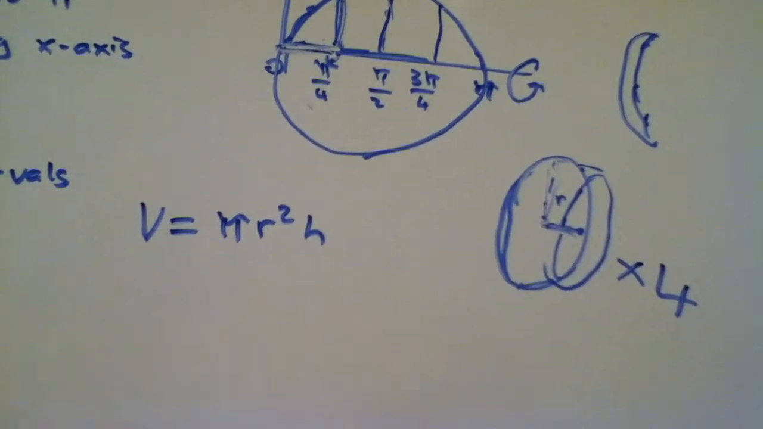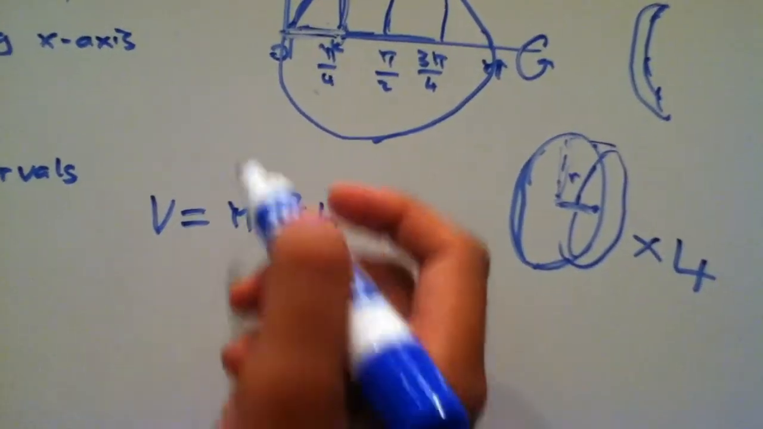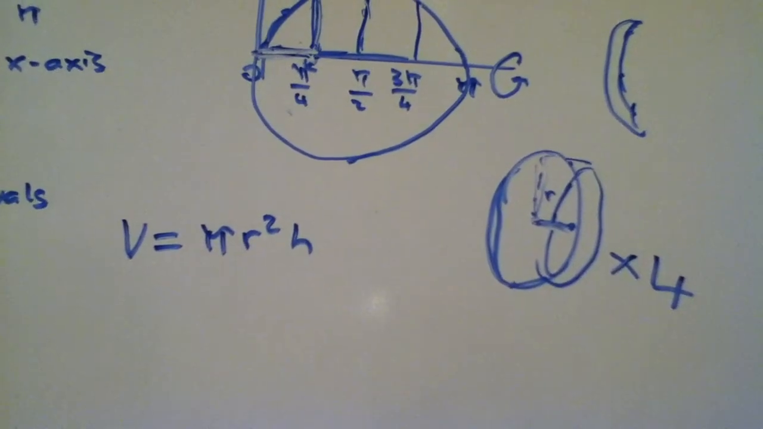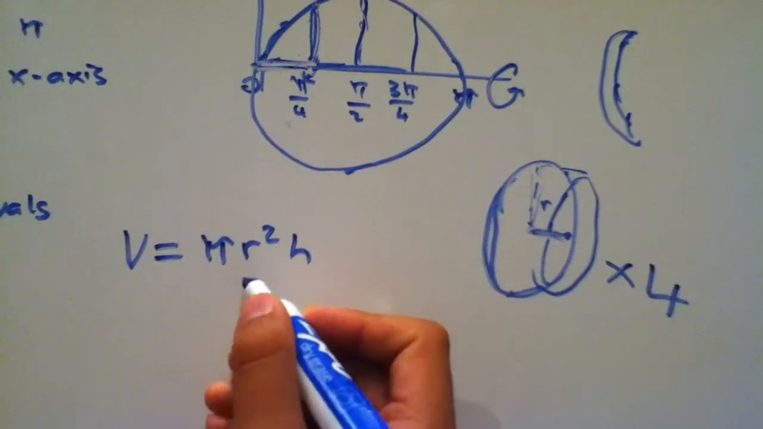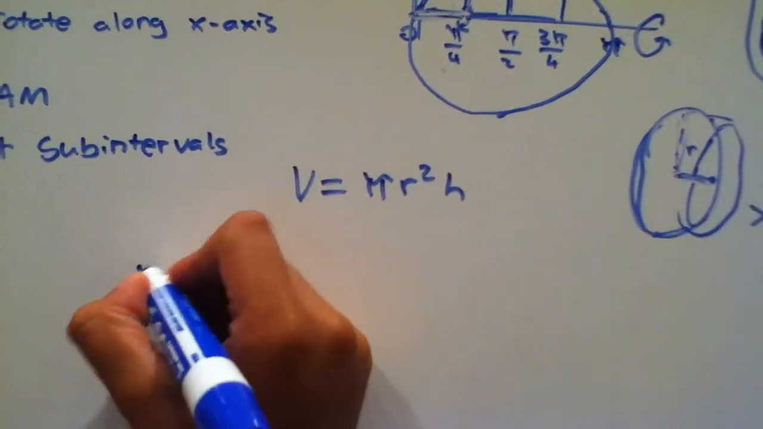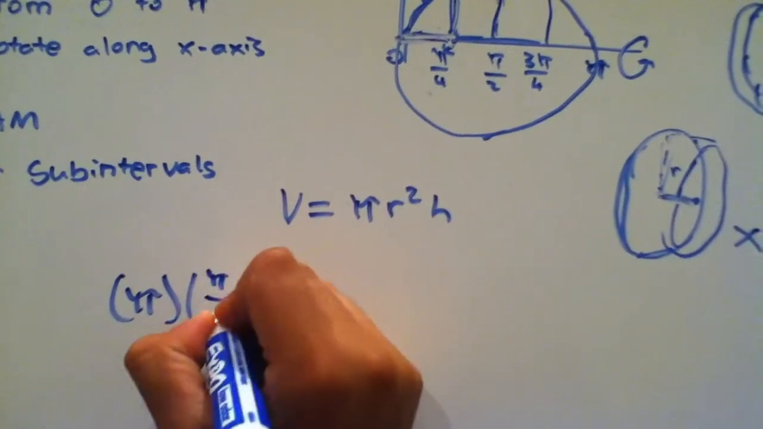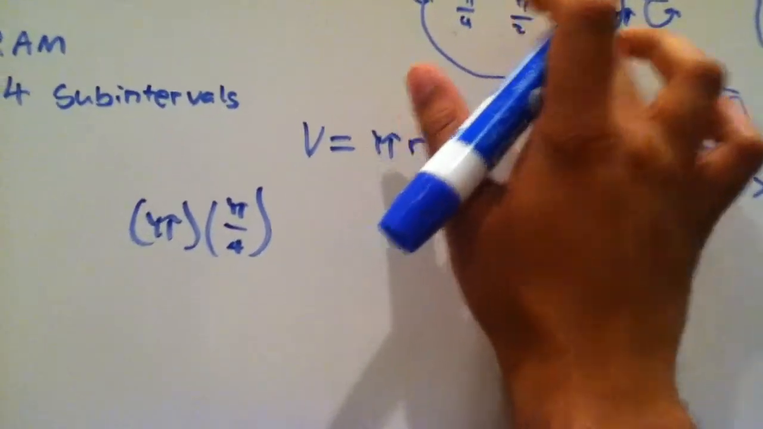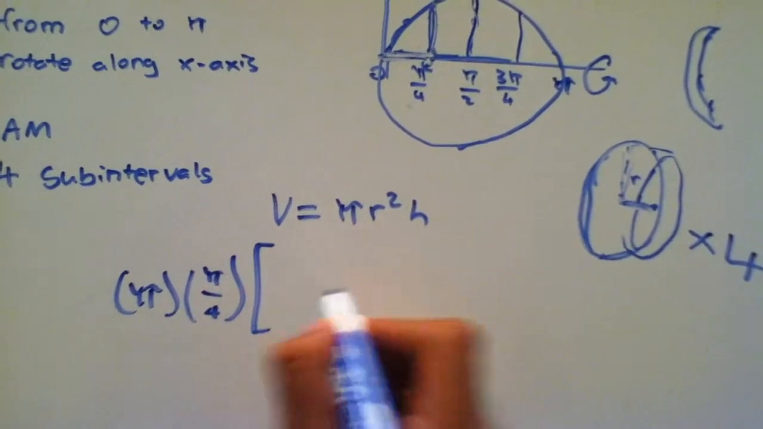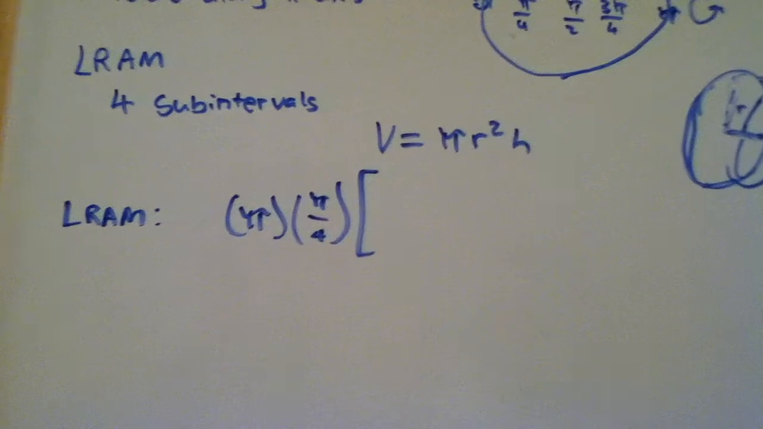If the volume of each cylinder is pi r squared h, all we have to do now is write out the 4 volumes of these cylinders and add them together. That's not too hard. Each cylinder will have the same height. So we're going to add all these volumes together, but we can take out the pi, because that's common, and the height, pi over 4, because that's our common height, the distance between our intervals. And then we have the r squared along the inside. Again, we're doing the LRAM, or the left-hand rectangular approximation method.